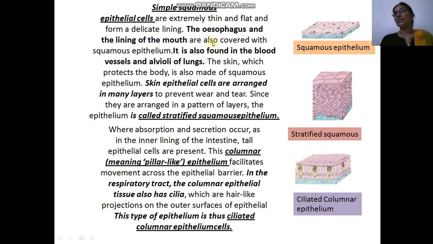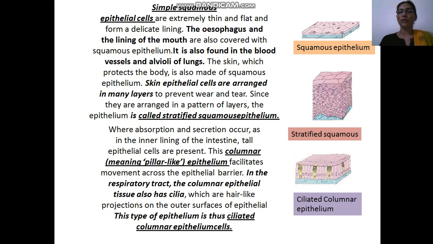But you can see this squamous epithelium in many layers on the skin. The skin is the outer protective covering of our body, and all over the body the skin is covered. It is the outermost covering of our body, so it needs extra protection. So the squamous epithelial tissues are in many layers. That is why it is called stratified squamous epithelium, which is present in the skin.